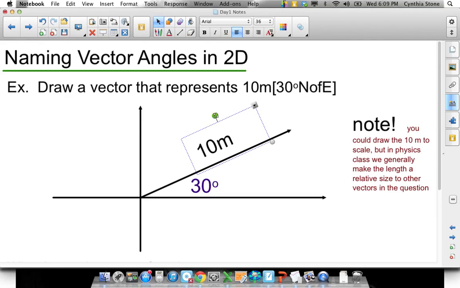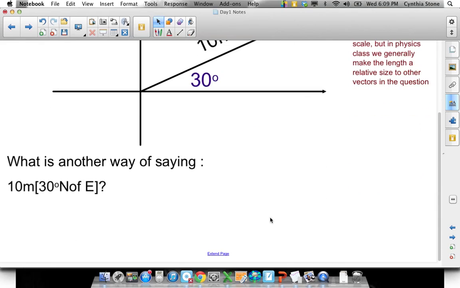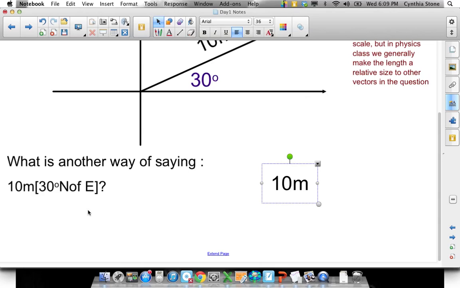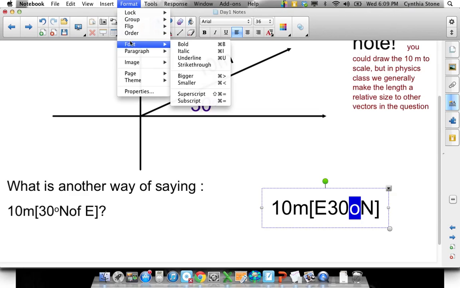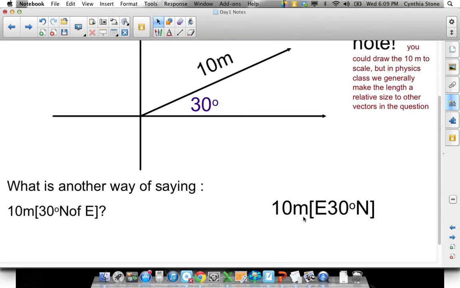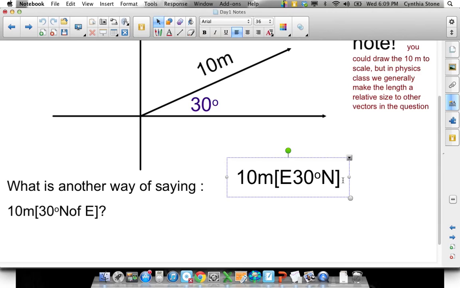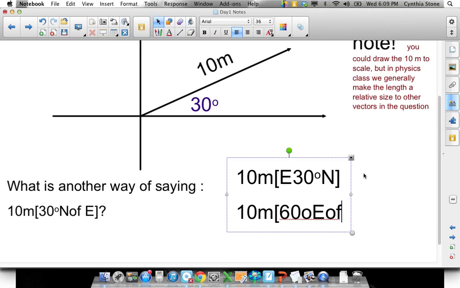Okay, now just underneath here, I say, so what's another way of saying that? There's a few other ways you could say 10 meters, 30 degrees north of east. You could say 10 meters, let's just look at it for a sec. I could say east, 30 degrees north, would be one. Another way would be, there's a few different ones. You could say 10 meters, I could say 60 degrees east of north.